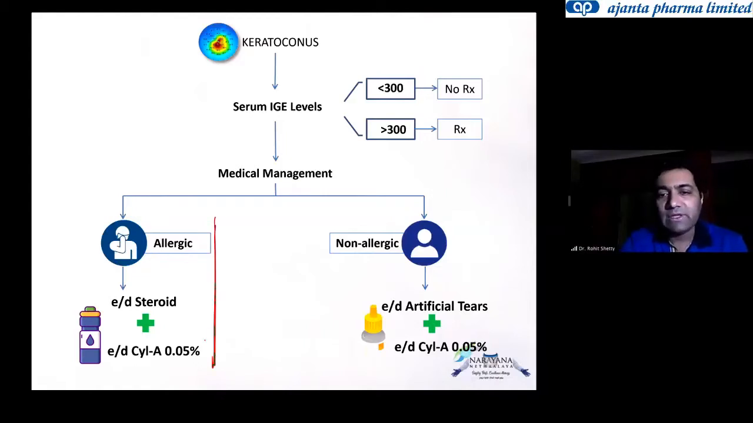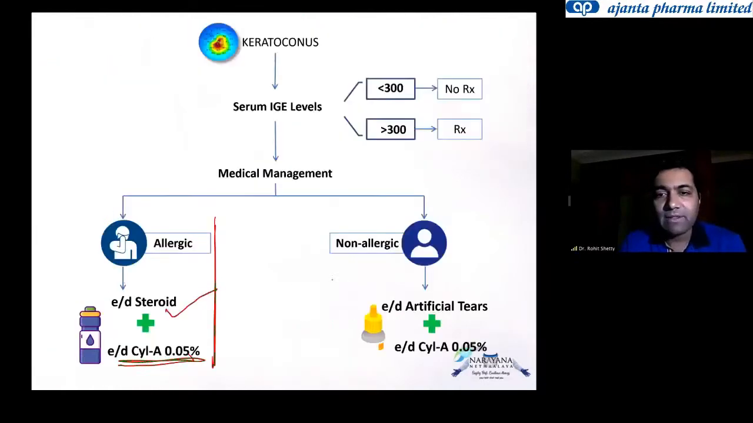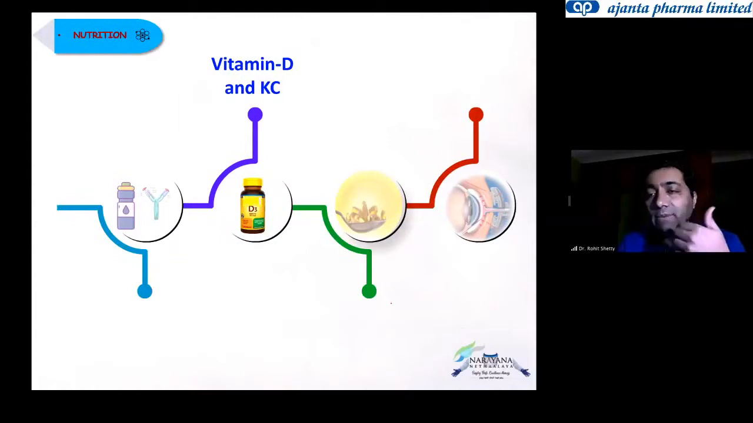If a patient is allergic, give a steroid for a short time, then use cyclosporin. Cyclosporin is very good because it acts exactly on the MMP9 and IL-2 and IL-4 pathways. And if the patient is non-allergic, then you can probably give trehalose. For me, the drug of choice for all keratoconus patients is trehalose, because it does what I'm looking for.